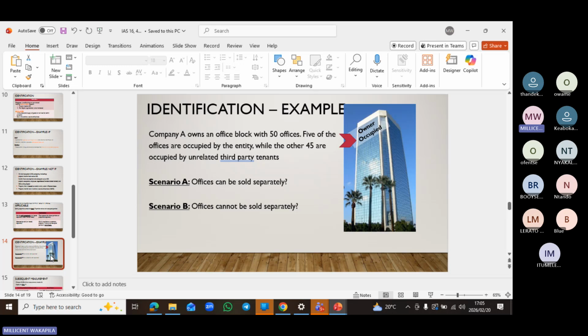Right, let's discuss scenario A. So if the offices can be sold separately, how are we going to classify the office block? How are we going to classify it?